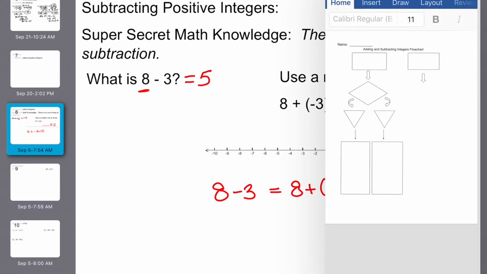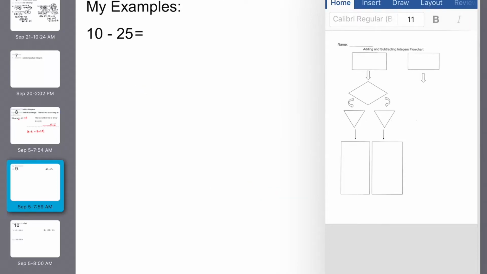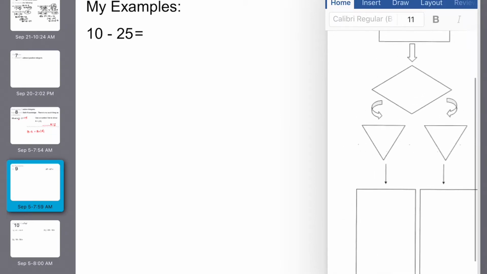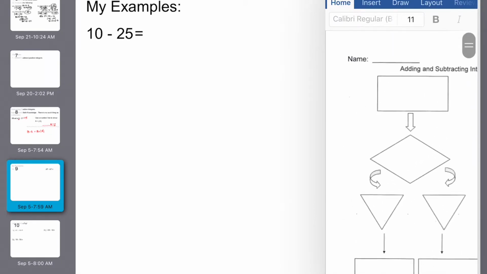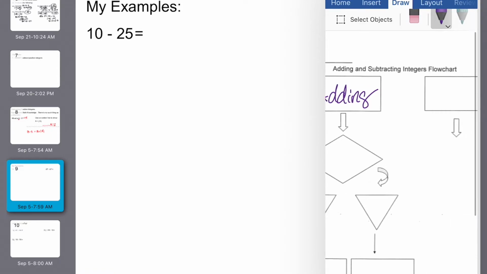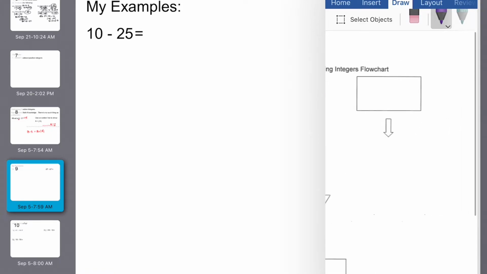Here's our flow chart. I'm going to go ahead and pull up our example, and we're going to work on this flow chart side by side. Now your flow chart should be filled out over here. We should have adding written here, right? Then we ask ourselves same or different signs. Over here though, it's going to be subtraction.